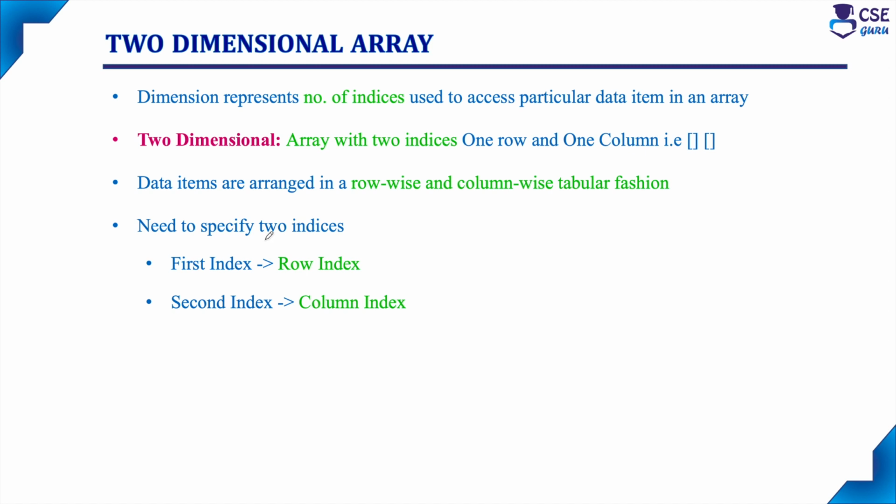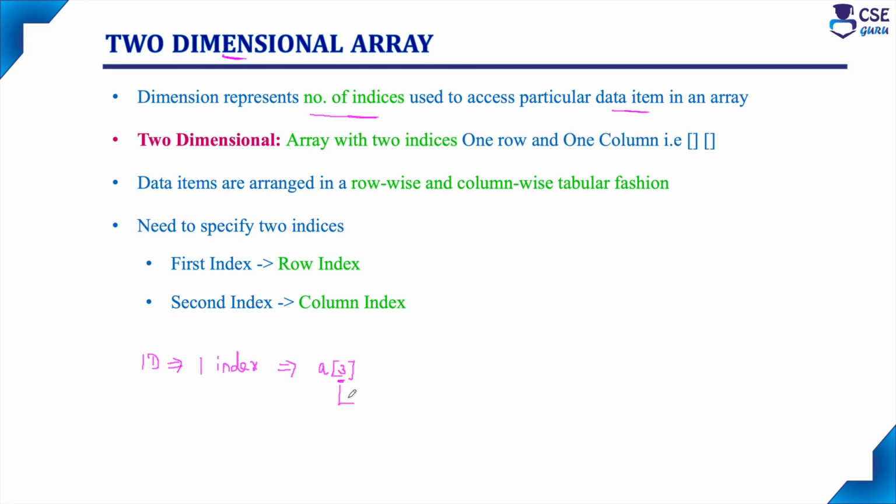Now, we will move on to the next topic, two-dimensional array. Here the dimension represents the number of indices used to access a particular data item in an array. If you are considering a one-dimensional array, it has only one index. So, how do we declare a one-dimensional array? Array name, for example, A, and we have to specify the size within the bracket. Suppose we have specified 3, the size of the array is 3. So, here only one index.